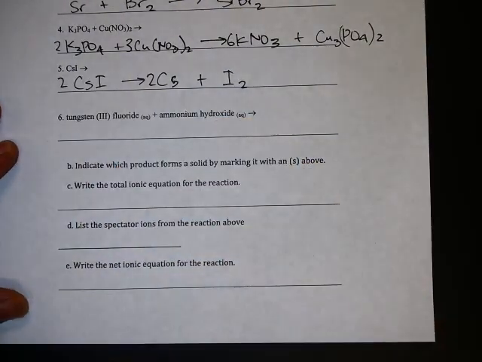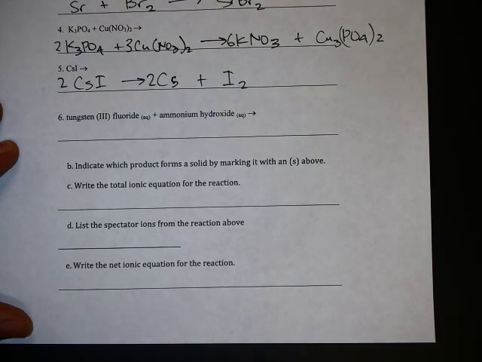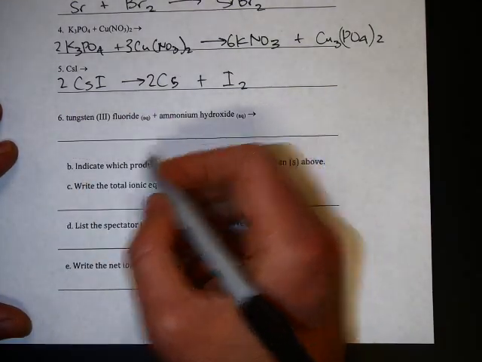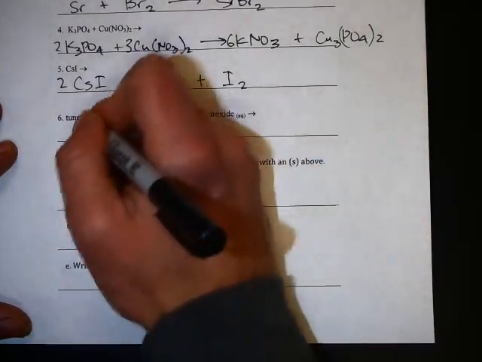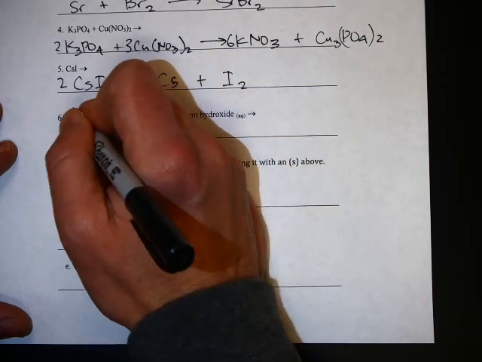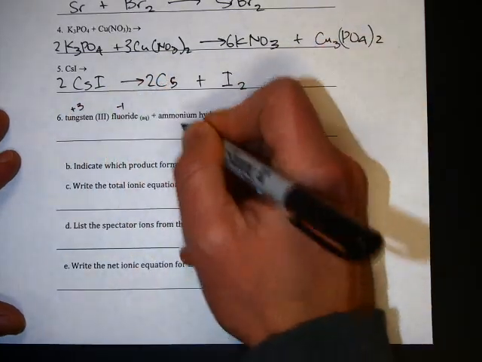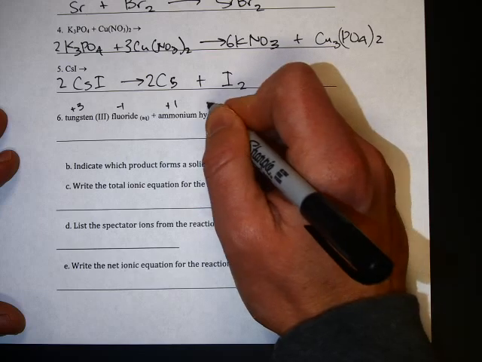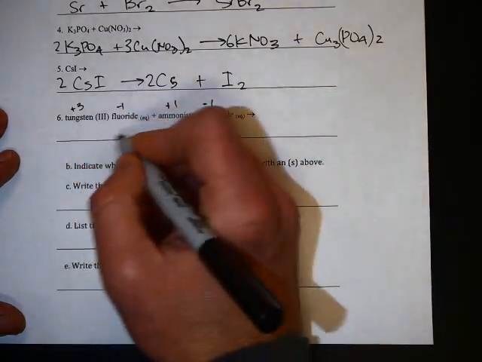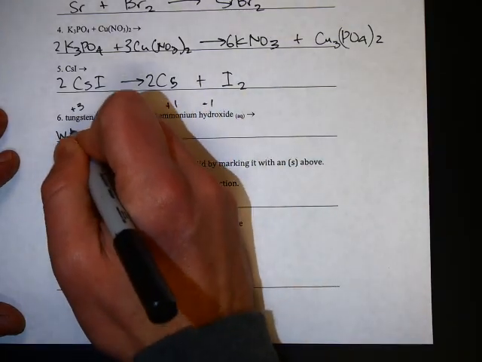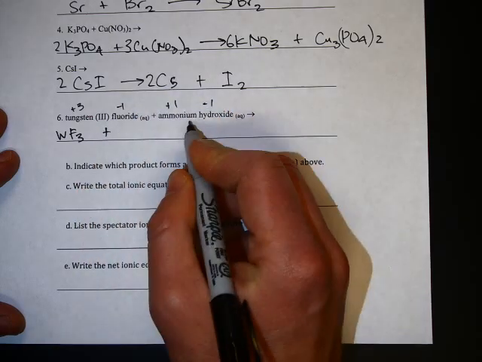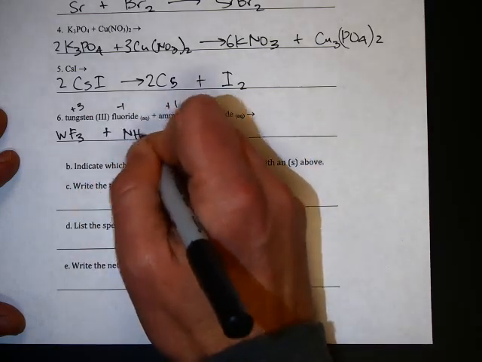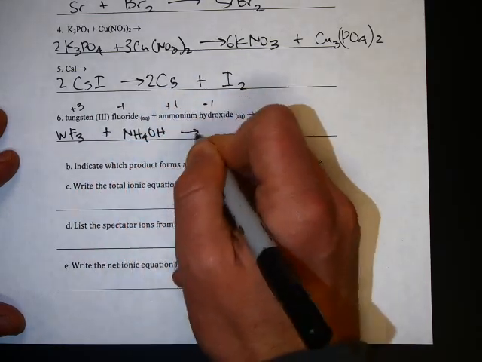And the last one kind of encompasses everything that we've done so far in terms of reaction writing and then doing all of the net ionic and that kind of stuff. You've got tungsten 3 fluoride, so you need that first. Tungsten, in case you're unclear, +3, fluorine's -1. Ammonium is +1, hydroxide's -1. So when you crisscross them, tungsten and fluorine go together, you get WF3. And you also get ammonium hydroxide, that's NH4OH, because they cancel out.